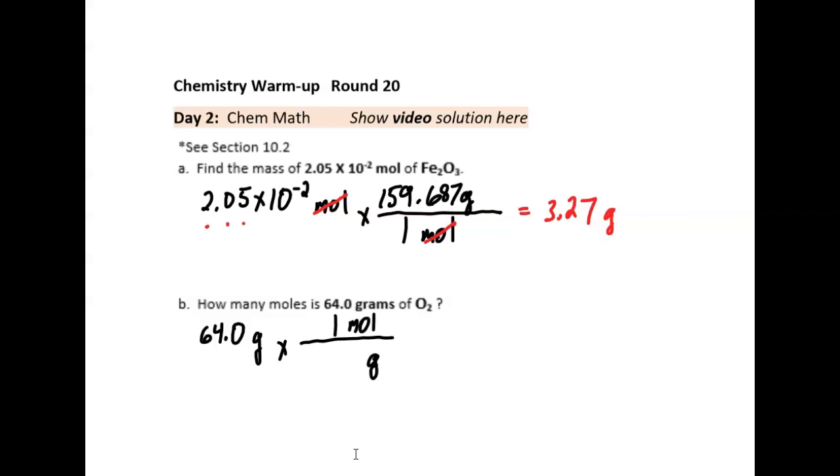Using the periodic table, we can figure out how many grams are in 1 mole of O2. Oxygen is 15.999 and times that by 2. The result is 31.998. These labels cancel out. The label remaining is moles. And by the setup of this calculation, we can see we go 64.0 times 1 and then divide by 31.998. The result is 2.00 moles. Again, I retained 3 significant figures because the first number in our calculation has 3 significant figures.